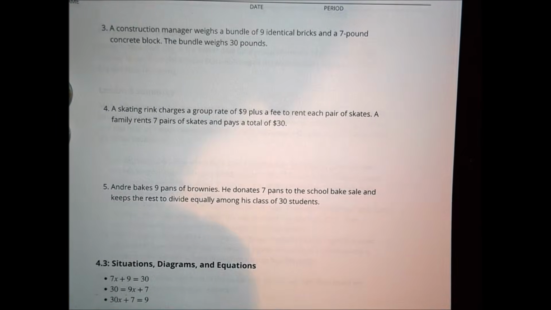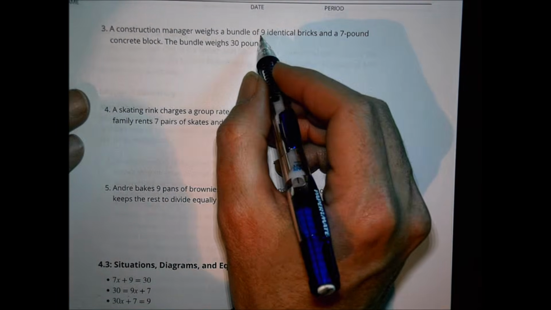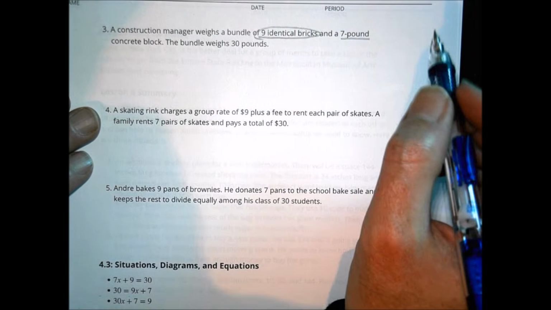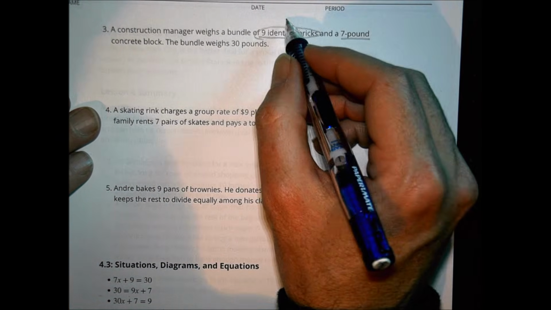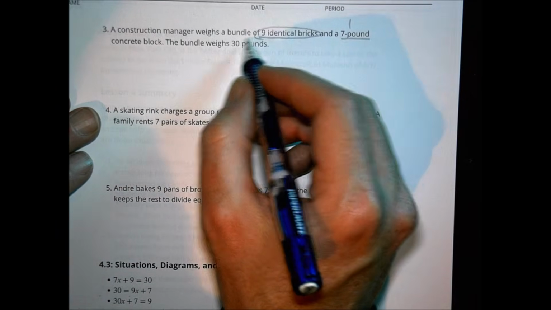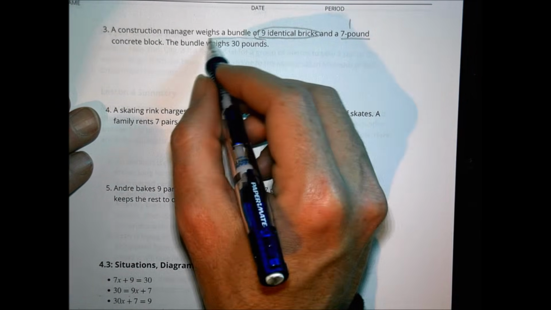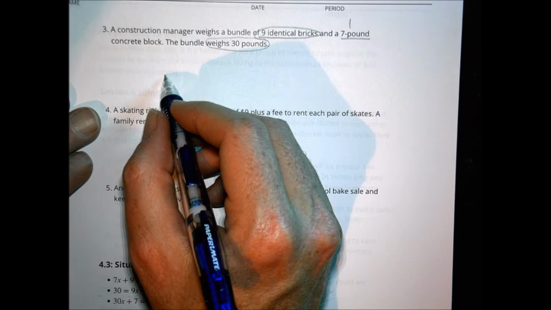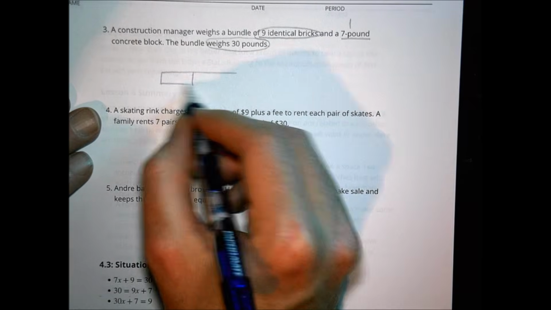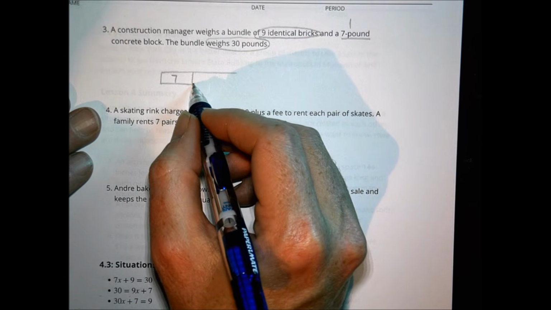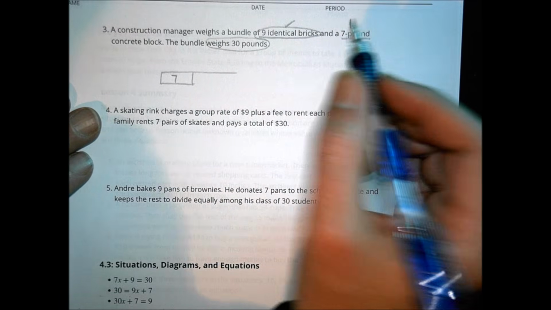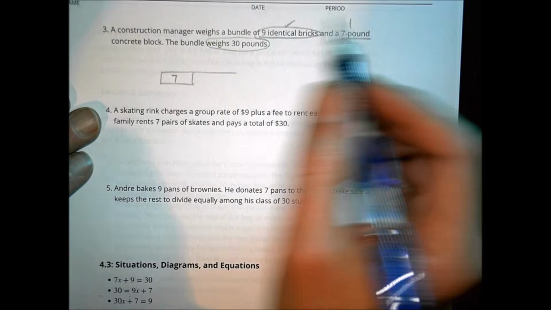For number 3, it says that a construction manager weighs a bundle of 9 identical bricks and a 7-pound concrete block. So we have 9 bricks, and then we have 1 7-pound block. The bundle weighs 30 pounds. So the whole thing weighs 30 pounds again. But in this 30-pound thing, we have 1 7-pound block. That's our 7-pounder right there. And then once again, we have 9 identical bricks, which we don't know how much they weigh, but there are 9 of them.